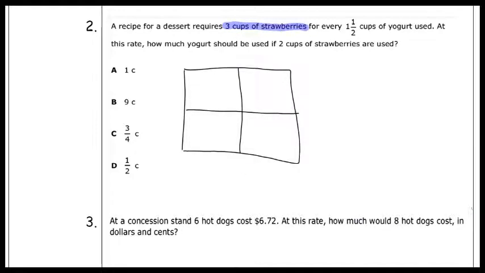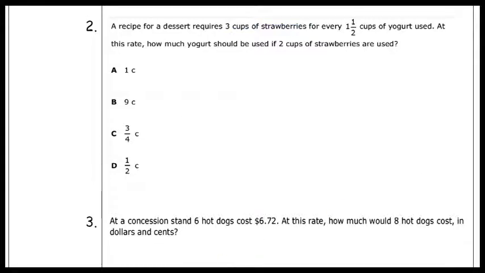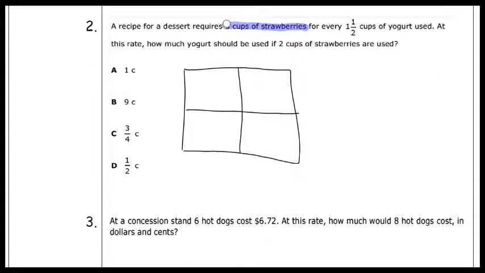You know what? Strawberries are red, right? Let's draw. Oops, I didn't want to clear the whole thing. Strawberries are red, so let's highlight that in red. 3 cups of strawberries for every 1.5 cups of yogurt, so we can highlight that in blue. So the yogurt is the blue and the strawberries is the red.